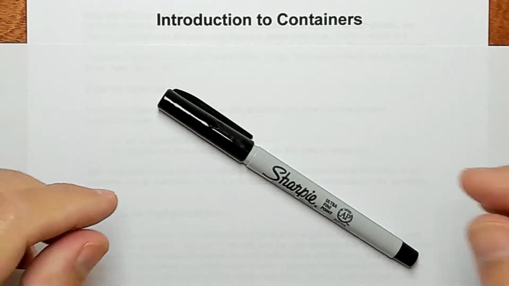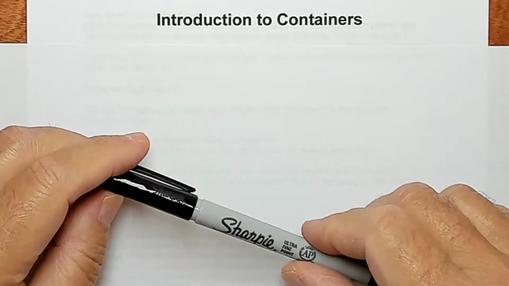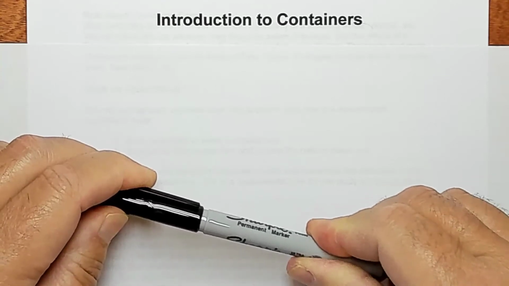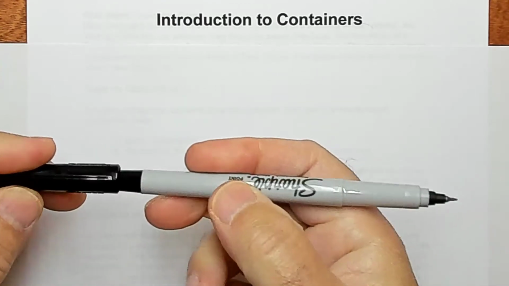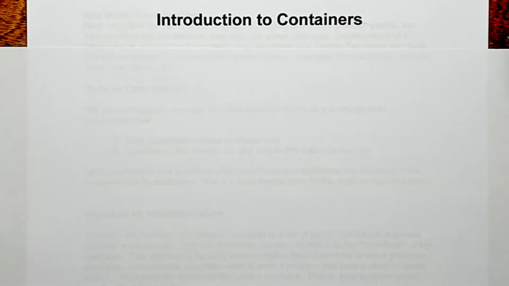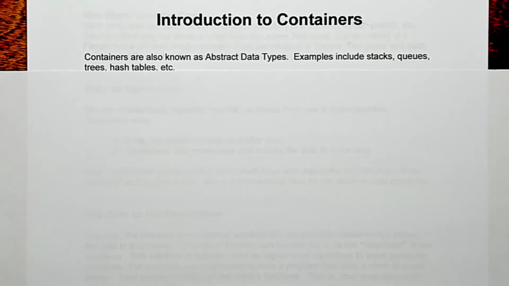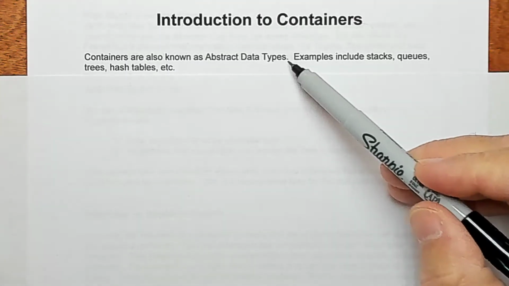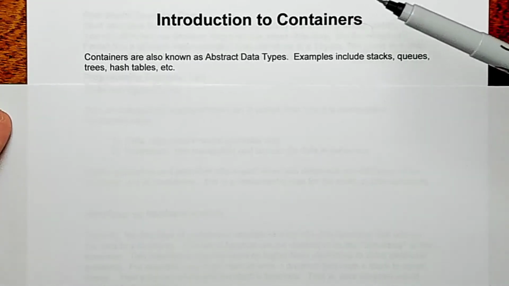Welcome back. Let's talk about containers. First, let's look at some general concepts, and then we'll get into code in considerable detail. So examples of containers include things like stacks, queues, trees, hash tables, things like that. These are also known as abstract data types.